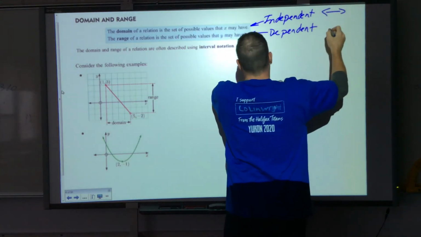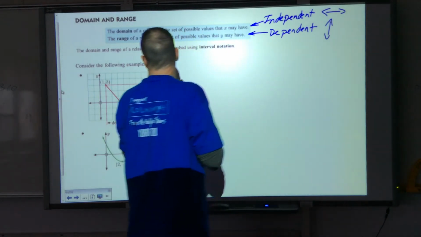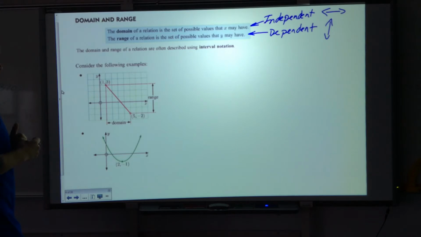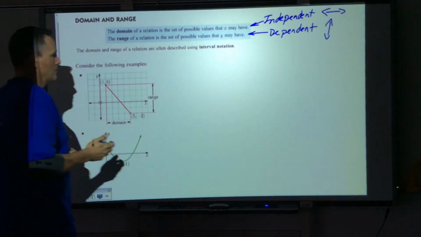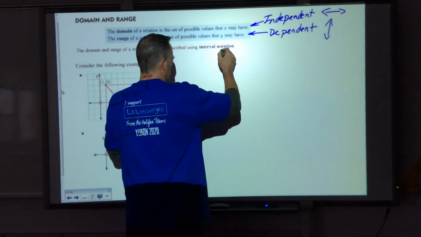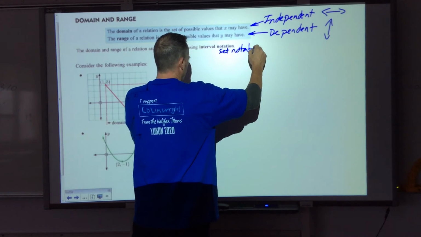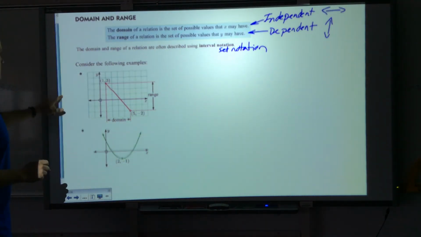Horizontal, vertical. Okay, the domain and range of a relation are often described using interval notation, which is kind of weird in this case because we're going to call that set notation as well. Considering the following examples.